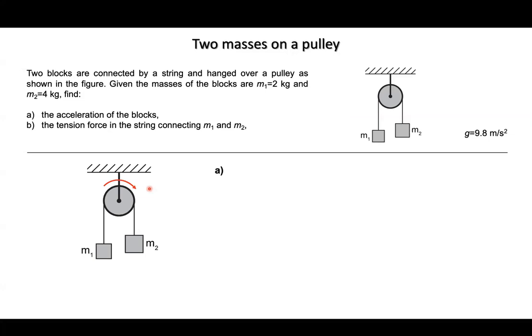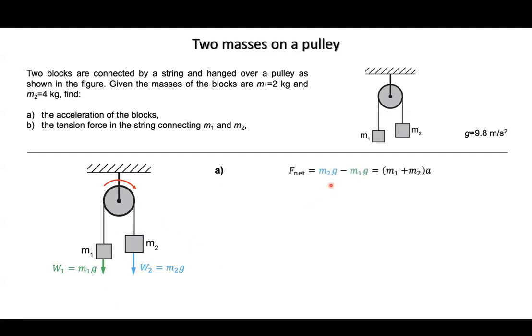Well, the forces are the weights of these masses. So the force acting on the first block is going to be M1G, and the force on the second one is M2G. Now, how are we going to find the acceleration for this system? Well, we're going to use Newton's second law, which states that net force has to be equal to mass times acceleration.